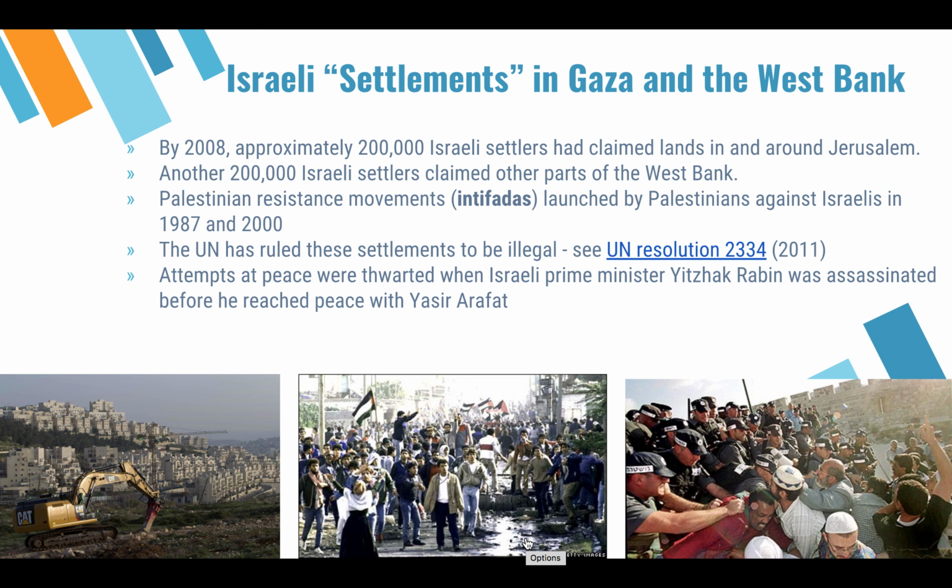But nonetheless, it's important for us to realize that the prime minister, Yitzhak Rabin, was assassinated. And when he was assassinated, this very quickly leads to ultimately a decline in the attempts to establish peace regarding these settlements.